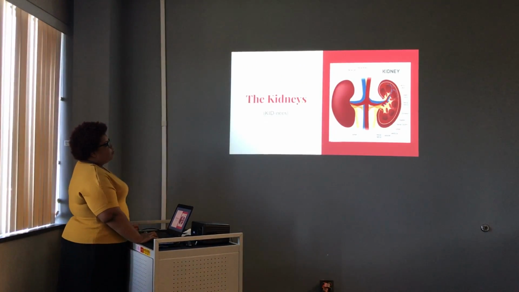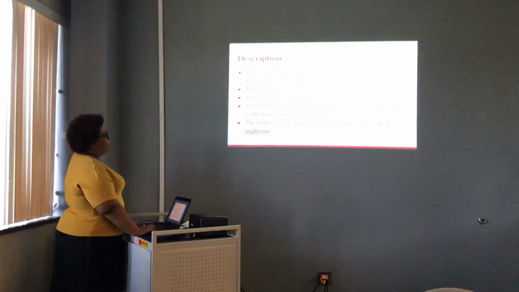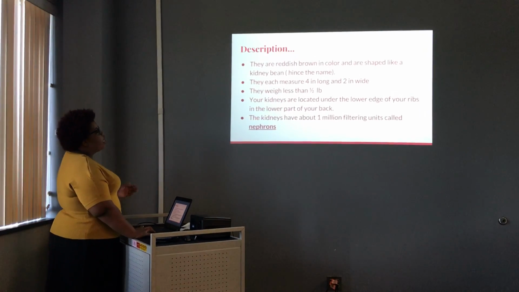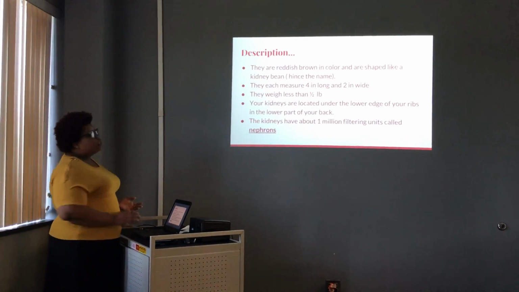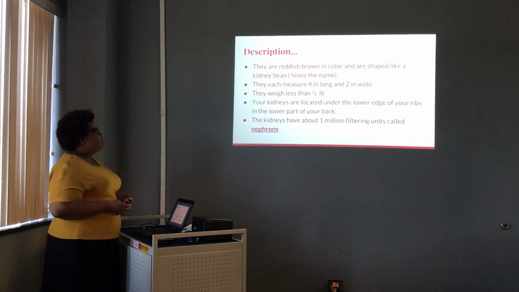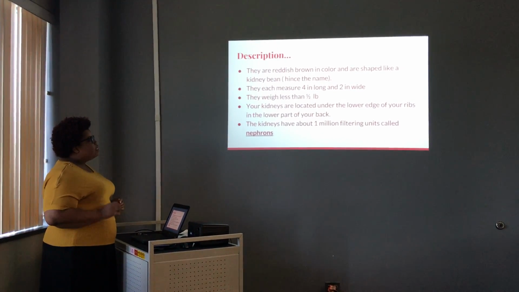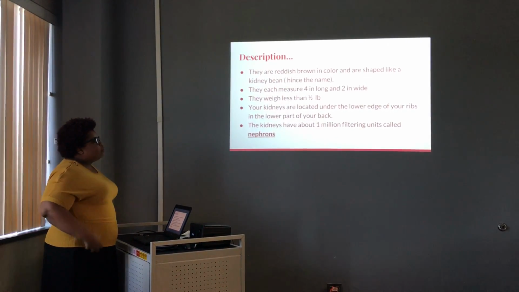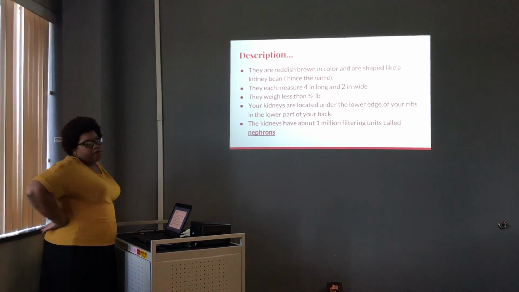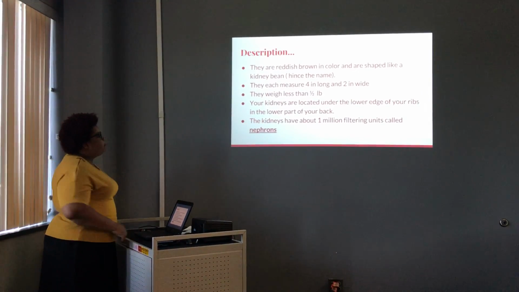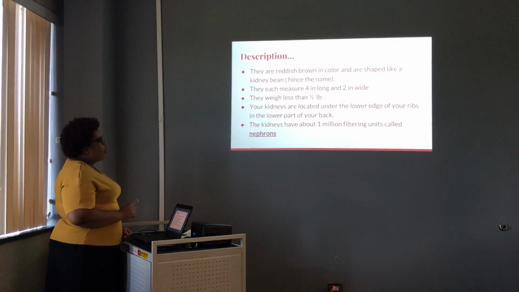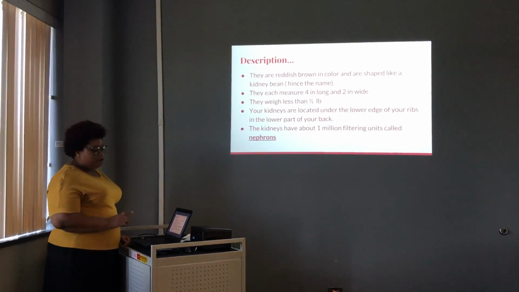We're going to start with the kidneys. What are the kidneys? They are reddish brown in color. They are shaped like a kidney bean, hence the name. They each measure 4 inches long and 2 inches wide. They weigh less than half a pound, and your kidneys are located in the lower edge of your ribs, right around through here in your back. The kidneys also have 1 million filtering units called nephrons.